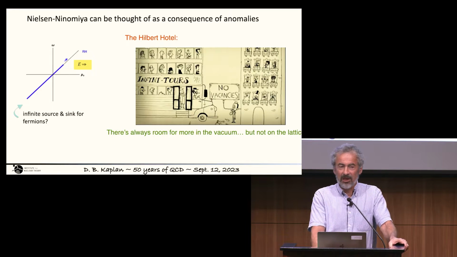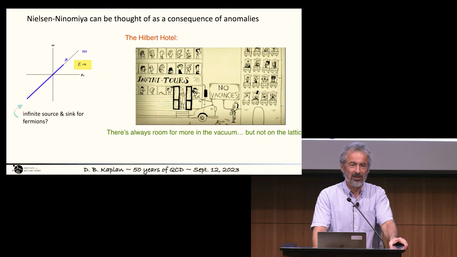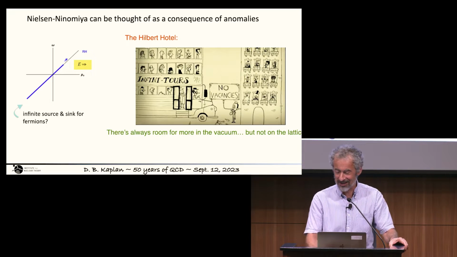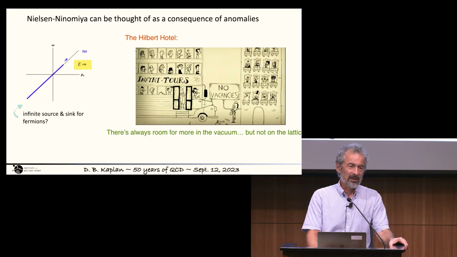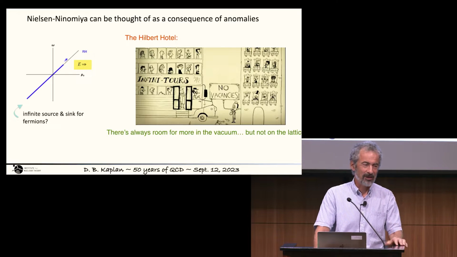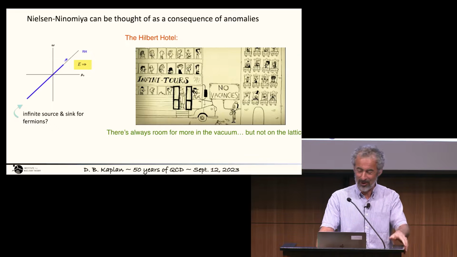So Nielsen and Ninomiya, there are all sorts of fancy theorems to prove it, but for me, it always came down to anomalies, which is that we know we have to come up with a chiral symmetry in the continuum, which is exact except for it has an anomaly, so it's not exact. So how do you do that on a lattice? In the continuum, you do it with the Hilbert hotel, but you can't do that on a lattice because you start off by having a finite Hilbert space. So if you take an electron from somewhere, you're going to have an absence of electron where you took it from.